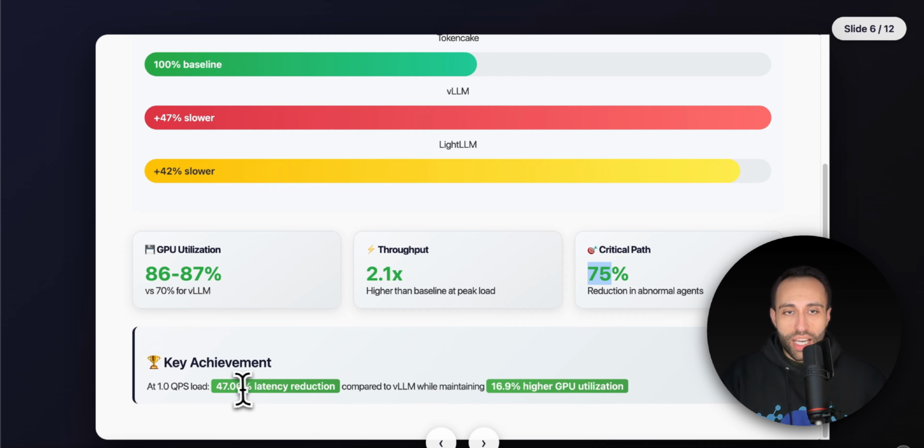And in general, they had 47% latency reduction. So that means your agents can be 2 times faster with just simply having TokenCake on top of the inferencing framework that you use, let's say vLLM.